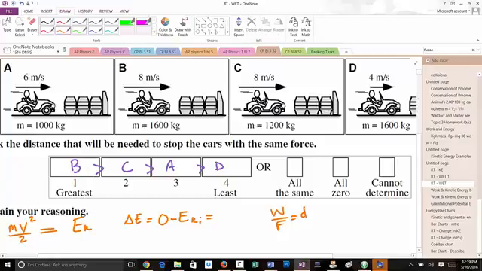So the next thing that I'm going to show you is another way to think about this process and another way to think about the work energy theorem, okay? It's something that's called a bar chart. So you may want to put a line in your notes and just write down a couple things here about bar charts.